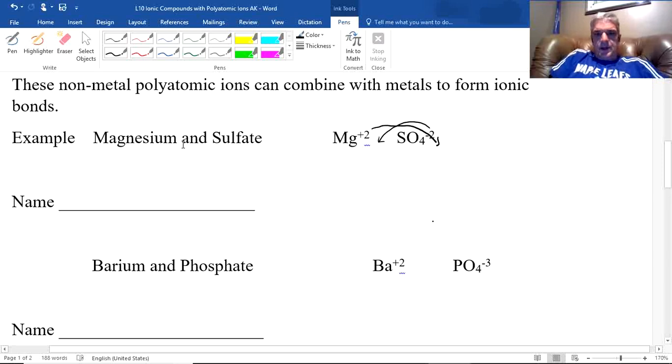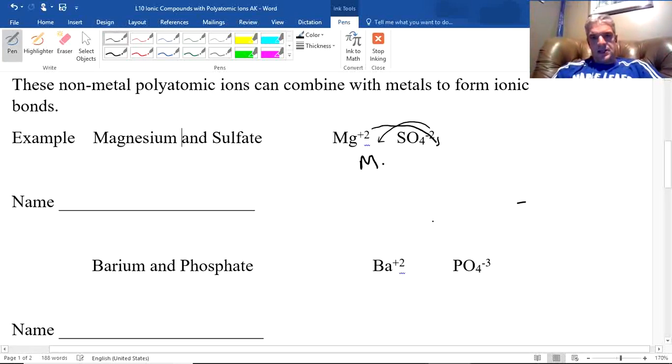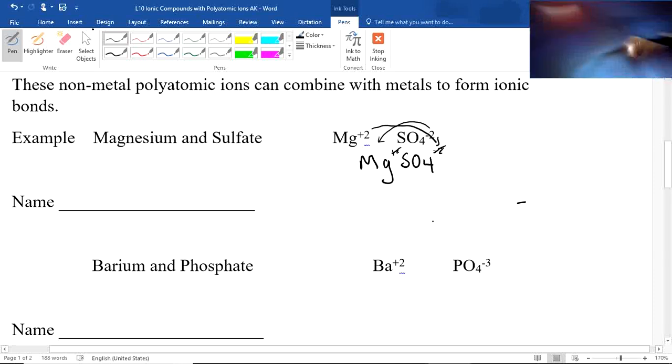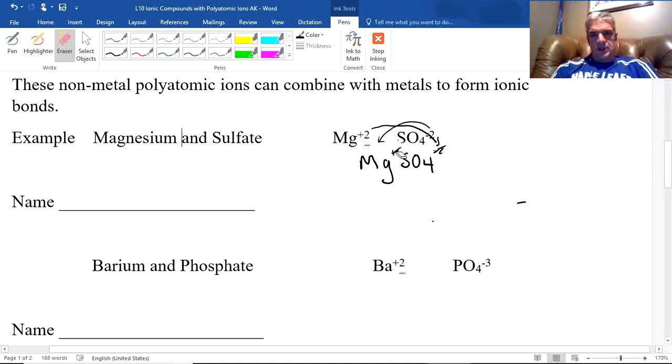So I just have to write one magnesium and one SO4, and the charges cancel each other out. There would be a +2, -2, but they just cancel each other. We don't write the charges, and it's done. So I just erase those charges, and that is my chemical formula for magnesium sulfate. And writing the name is even easier.